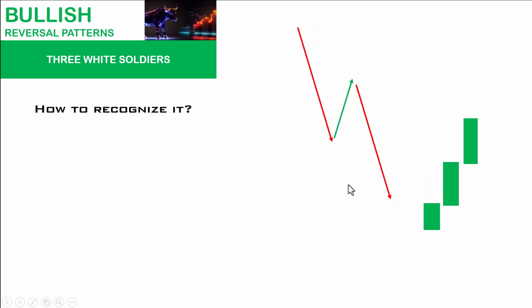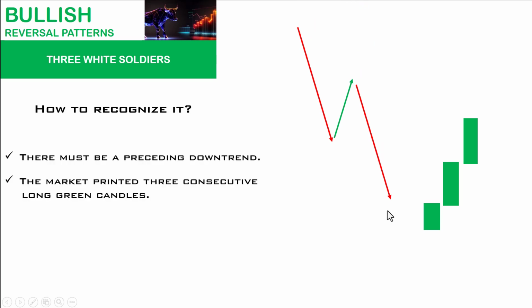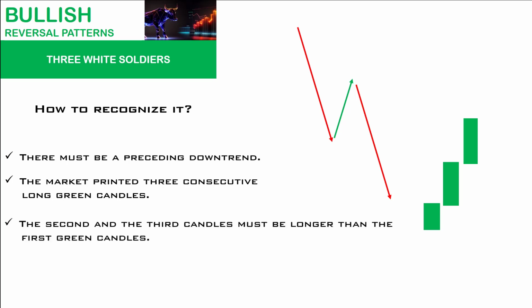There must be a preceding downtrend. That is very important. You must see a preceding downtrend. The market printed three consecutive long green candles, and the second and third candles must be longer than the first green candle. So you have to take note of this. There's a psychology behind it: the bulls are just trying to get momentum on the first one, but when they come to the next candles, they really display their power with long green candles, and display it again. This ensures that they are fully in the market. There's a technique to how to trade this one. When we get to how to trade it, I will show you in the next video.